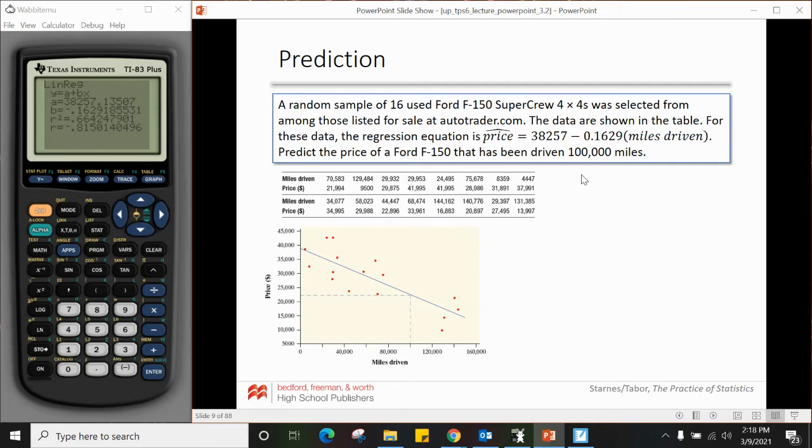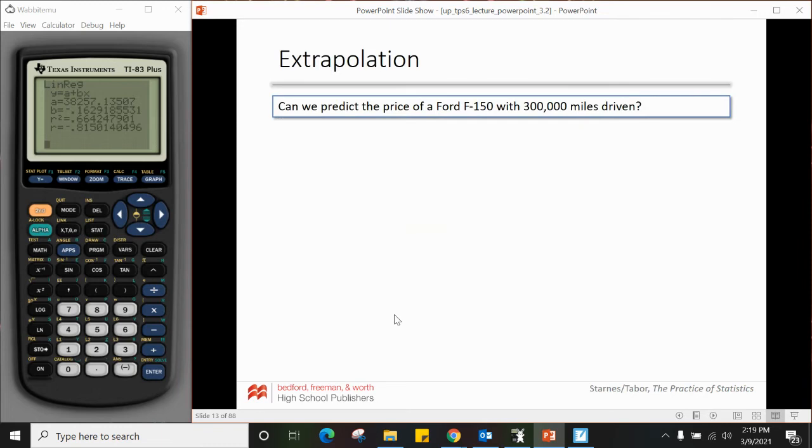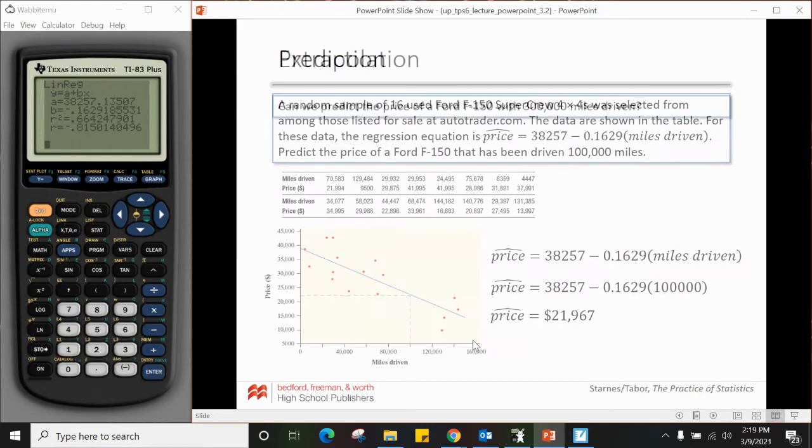And then you can use this equation to actually find specific y values. So I'm wondering when it is driven 100,000 miles, that is an x value. So I'm going to take my equation, plug in my x value of 100,000 miles, and I'm going to solve for the price, which is $21,967. And the nice thing is to remember this is a predicted value, so that's why it is y hat or price hat.